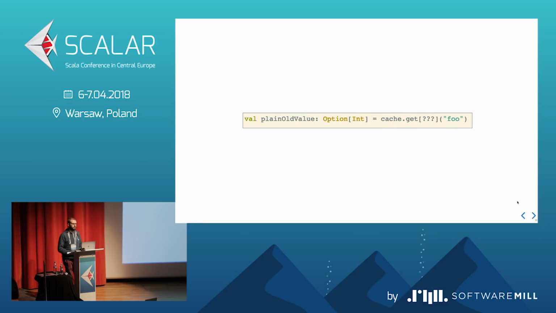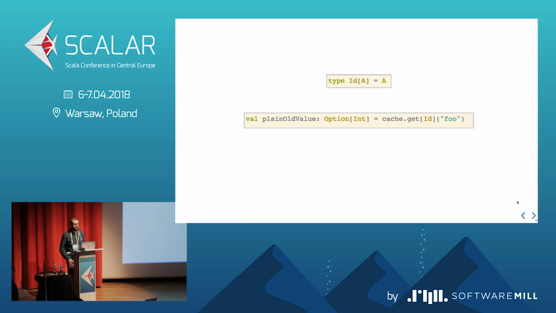One question remains here. What do you do when you just want a plain old value? You don't want it to be wrapped in a future or a task or anything. You just want like the good old-fashioned synchronous API. It's not really clear what you should put in the box with the question marks.